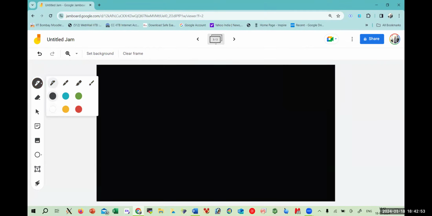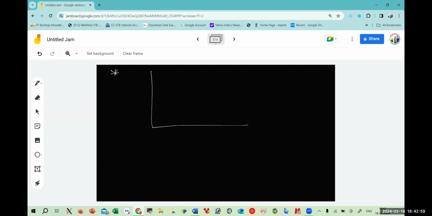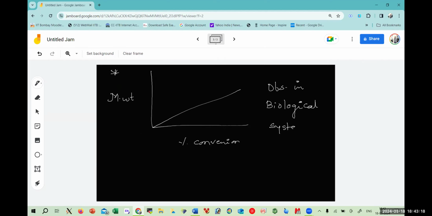Talking about one more thing, if we see the polymer molecular weight with respect to the conversion, like a linear growth. So this linear growth is observed in biological systems of protein molecules, which in fact have a polymeric chain, and this is called living polymerization. This is also important.